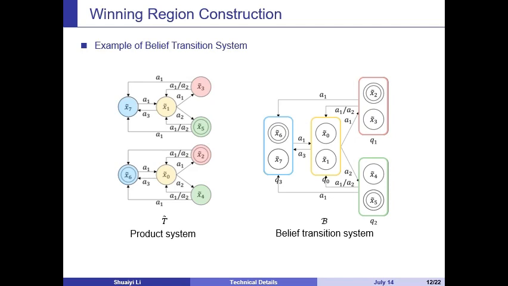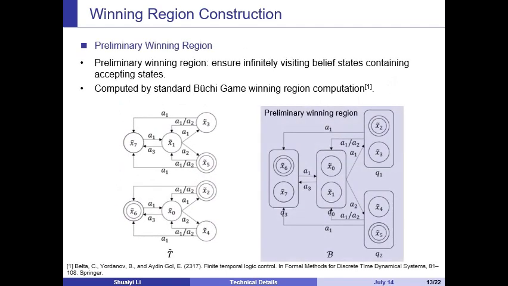When the controller is making decisions, it is based on the belief transition system, but its goal is to infinitely visit the product system's accepting states. We compute the winning region in the belief transition system, and we first obtain a rough result called the preliminary winning region. This can be computed using winning region computation in a standard Boole game solution. In this example, the preliminary winning region contains all the belief states. This means that all the belief states can infinitely visit belief states containing accepting states. But this is not enough.